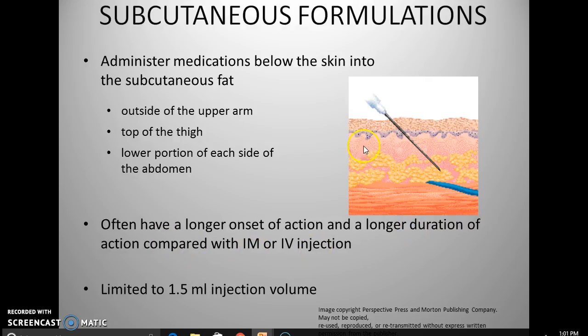And the reason for that is very simple. You know, if you inject IM, it's close many times to vessels that are associated with the muscle. Of course, we talked about if you inject into the vein, it takes about 20 seconds for that particular medication to go around the body, because that's how long it takes for circulation within the body. Why does a subcutaneous formulation take such a long time? Because it's going into fatty tissue and takes a long time to get through that fatty tissue to get into a vessel, so that now the body can react to it. And the limit here is 1.5 milliliters injection volume.